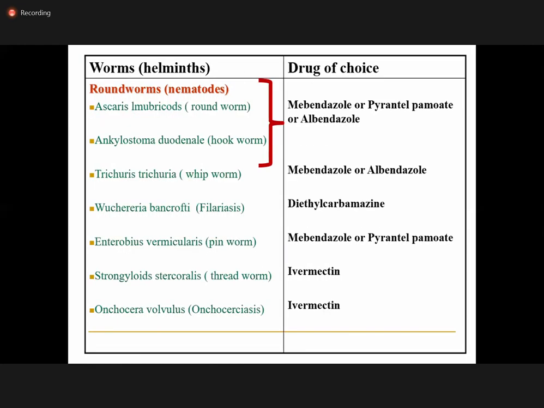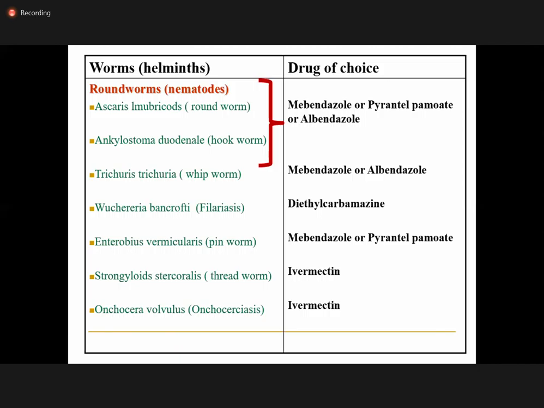And Trichuris trichiura, that is whipworm, in which mebendazole or albendazole is the drug of choice. Now, this is a very important point from the exam point of view. Wuchereria bancrofti is responsible for causing a disease called filariasis, and this is one of the commonly asked questions in the viva. Filariasis is caused by Wuchereria bancrofti, and filariasis is also called elephantiasis.